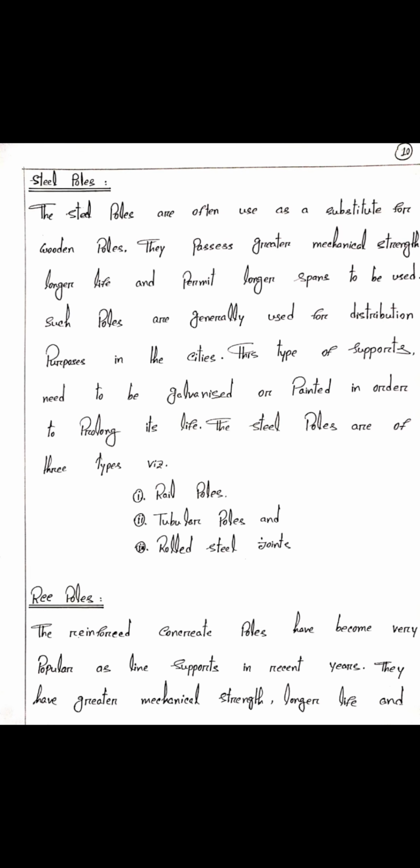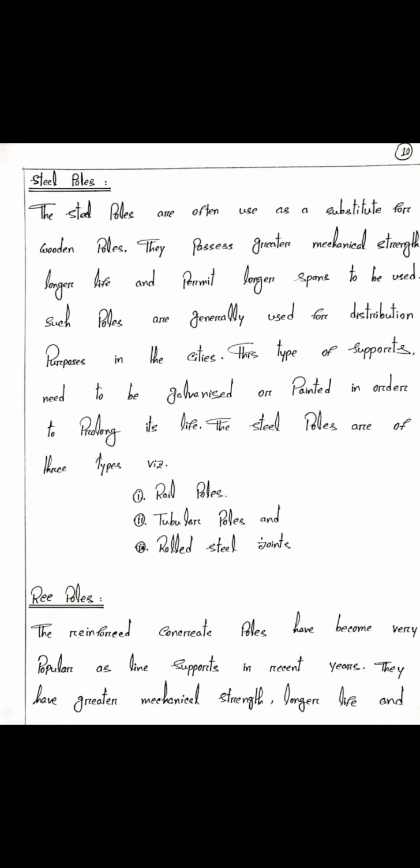Steel poles. The steel poles are often used as a substitute for wooden poles. They possess greater mechanical strength, longer life and permit longer spans to be used. Such poles are generally used for distribution purposes in the cities. This type of support needs to be galvanized or painted in order to prolong life. The steel poles are of three types: rail poles, tubular poles, and rolled steel joints.